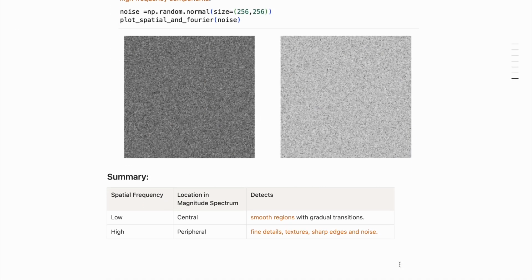So in summary, and this is all I will need you to take away from this lesson, low spatial frequencies appear near the center in the magnitude spectrum, and they correspond to how much the image has smooth regions with gradual transitions. High spatial frequency occurs in the periphery of the magnitude spectrum, and it corresponds to how much the image has fine details, textures, sharp edges, and noise.